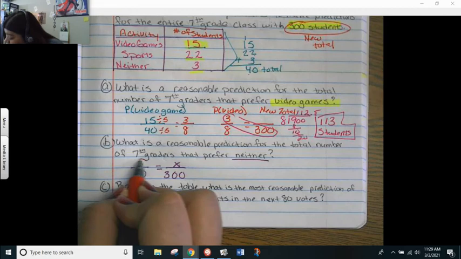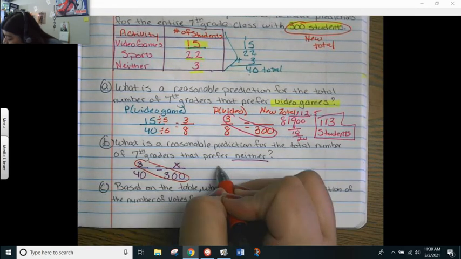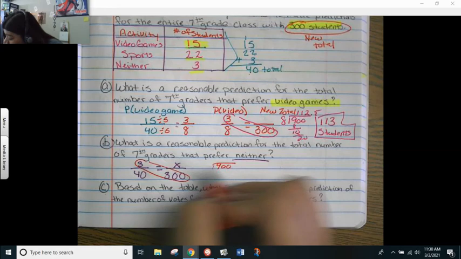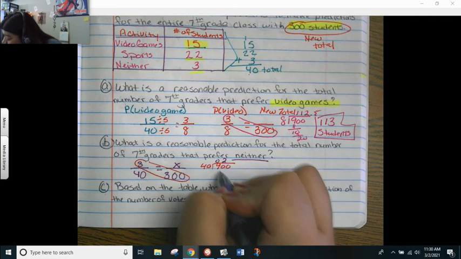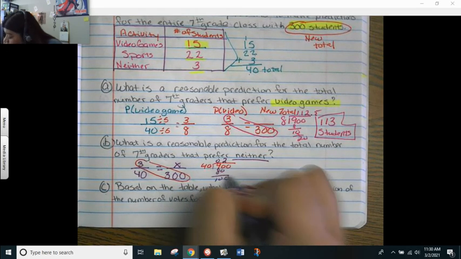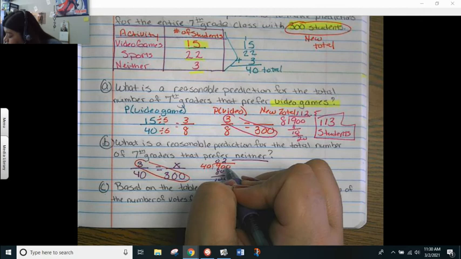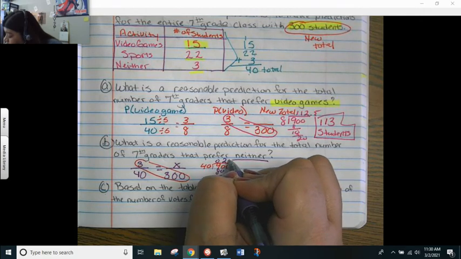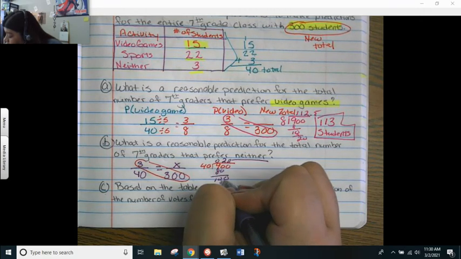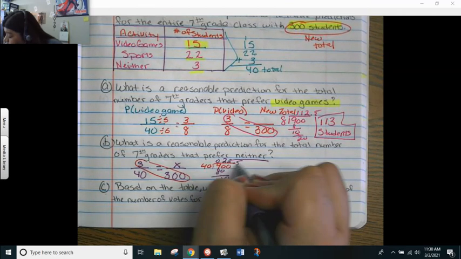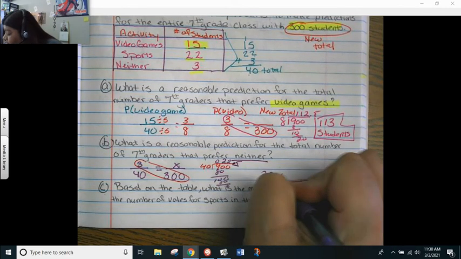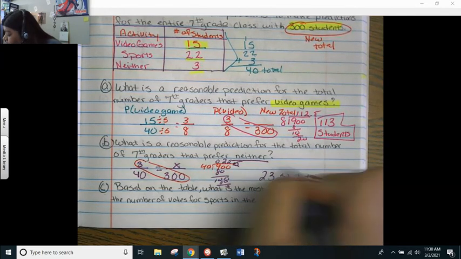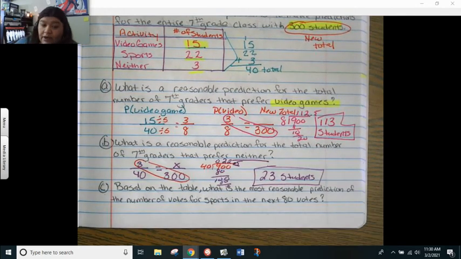So I'm going to go ahead and cross multiply here. 3 times 300, 900 divided by 40. You could cancel out the zeros if you want to. That's 22.5. So we're going to round, okay, because you can't have 22 and a half of a person. So I'm going to say 23 students are going to pick or should pick neither.